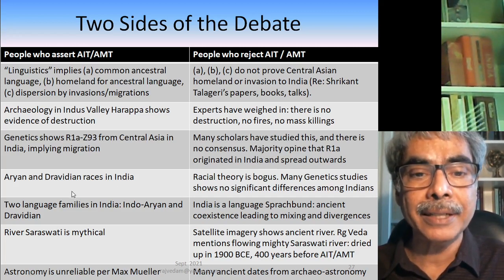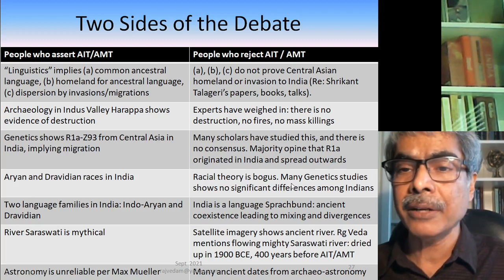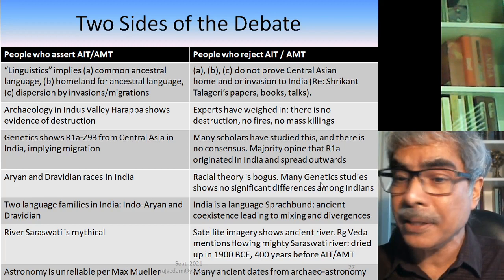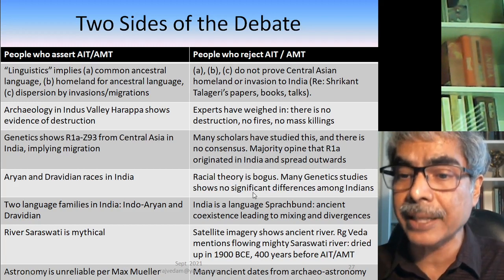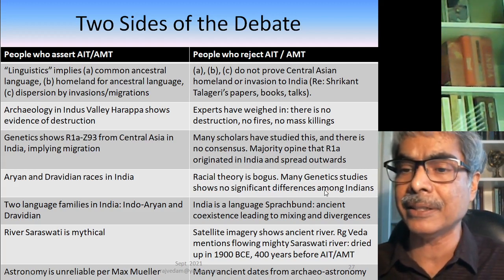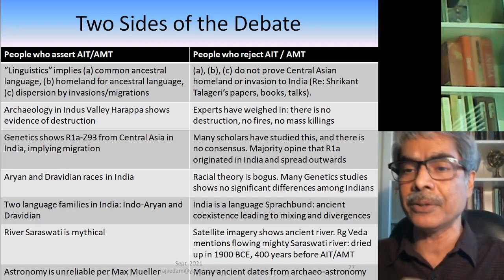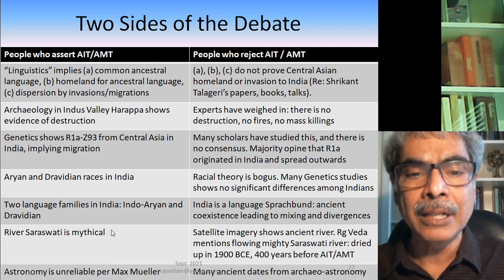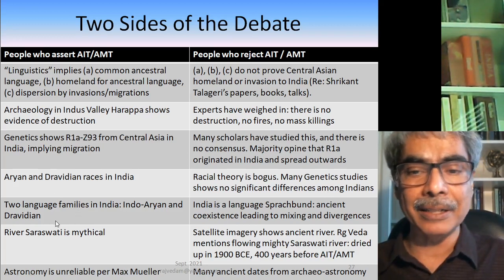On this side, they say, wait a minute, there are two races in India, the Aryans and the Dravidians. And on this side, they say, look, the racial theory is bogus. Many genetic studies have been done and they show no significant differences among Indians, Northern Indians, Southern Indians. The genetics are similar. There is no mutation that is standing out saying that this is the difference between Aryans and Dravidians. On this side, they say there are two language families in India, Indo-Aryan and Dravidian.